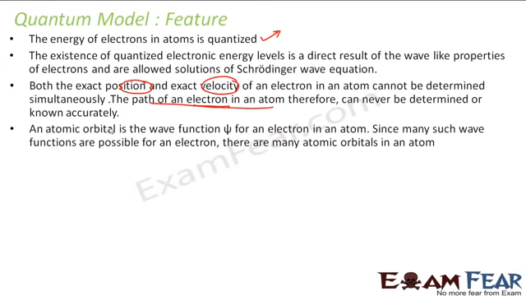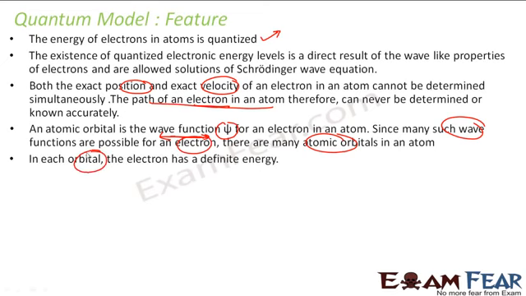An atomic orbital is nothing but a wave function of an electron in an atom. So there is no concrete path, there is no concrete shape that we call an orbital. An orbital is nothing but a wave function. It's just a wave function that defines the probability of finding the electron in space. That's all. Since there are many wave functions possible for an electron, there can be many atomic orbitals for an atom. We'll discuss more of these in detail.